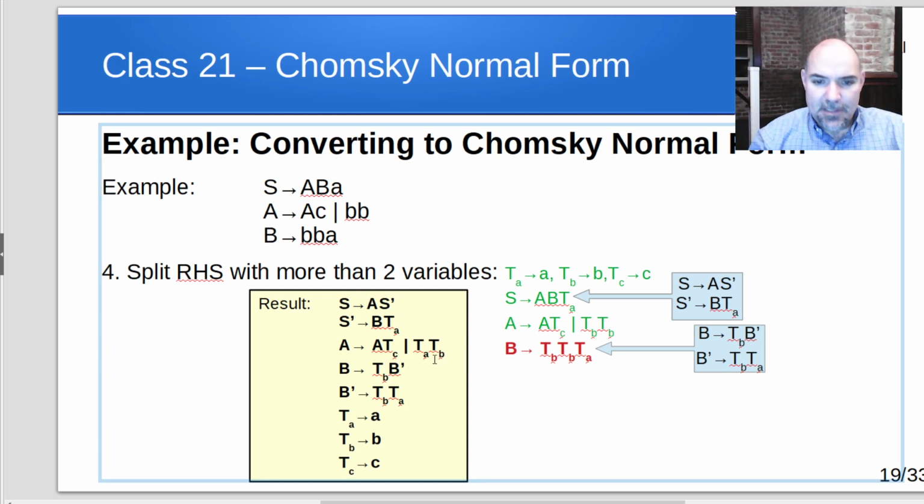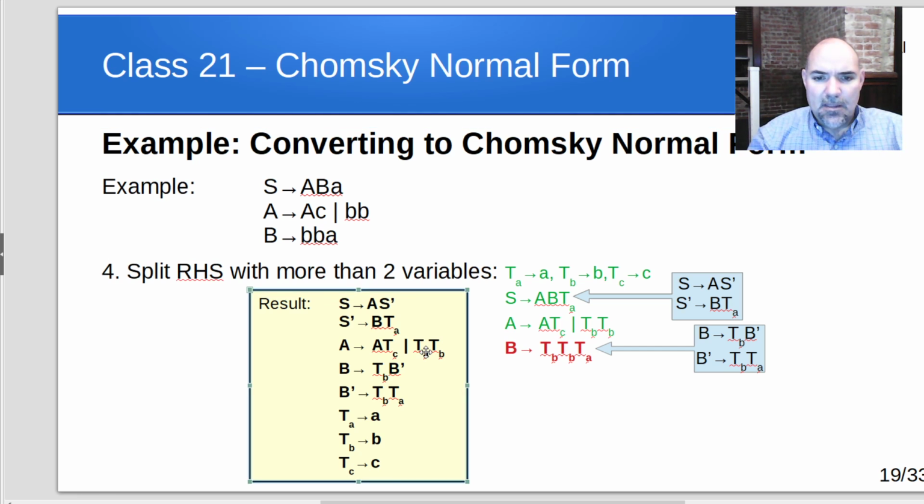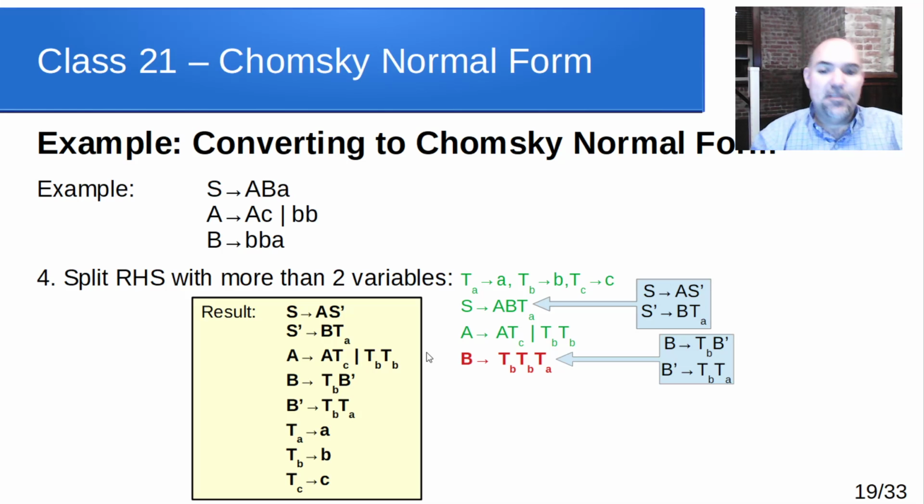Let me fix this. All right, so now we should be good. We replaced the S as A, B, T, A with these two, and now we have those two. We've replaced this B as TB, TB, TA with TB, B prime, TB, TA.